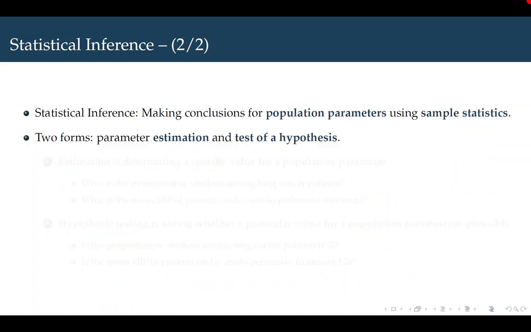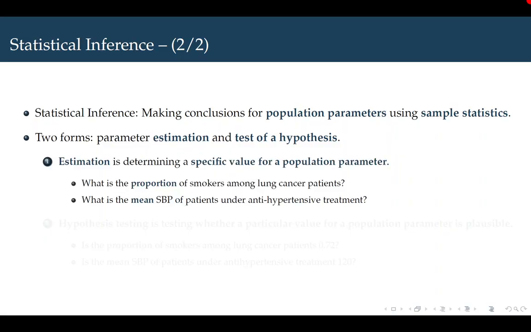So there are two forms of inference. One is called parameter estimation, and the other, test of a hypothesis. In the case of parameter estimation, it's just determining a specific value for a population parameter of interest. For example, what is the proportion of smokers among lung cancer patients? Here we intend to find a certain specific value for the proportion of smokers. So here the aim is estimation. What is the mean systolic blood pressure of patients under antihypertensive treatment? Again here, we are interested in finding a specific value for the population mean systolic blood pressure of patients.